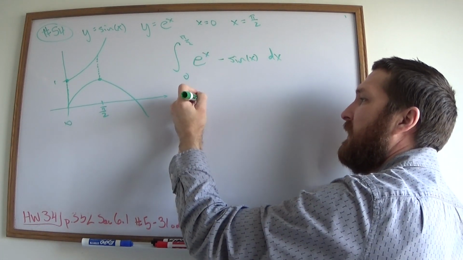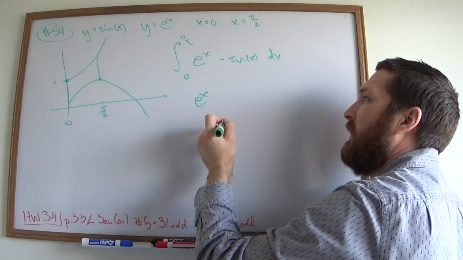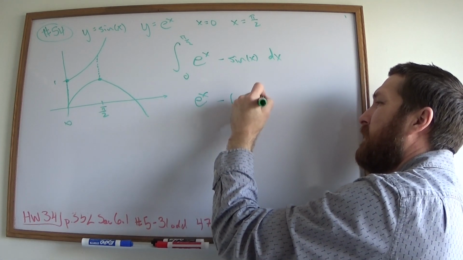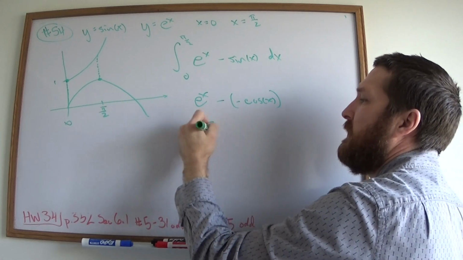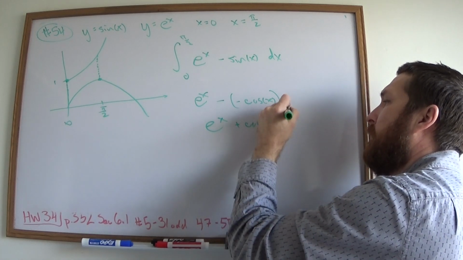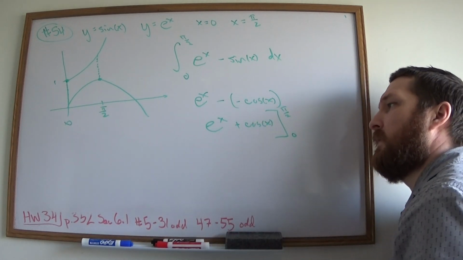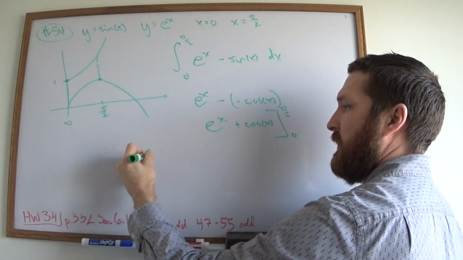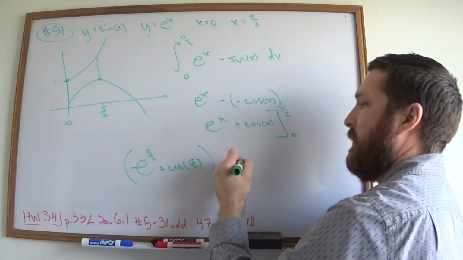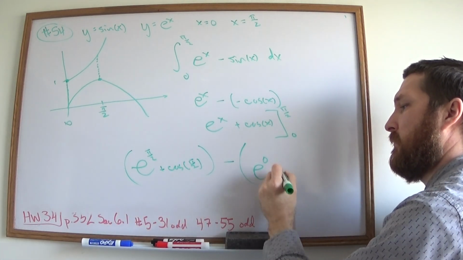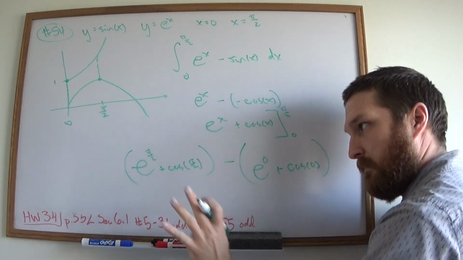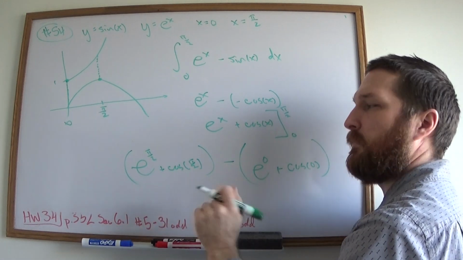So what's the antiderivative of e to the x? E to the x. Antiderivative of sine is negative cosine. So e to the x plus cosine x, and we're evaluating that up at pi over 2 and down at 0. So that gives me e to the pi over 2 plus cosine pi over 2, minus e to the 0 plus cosine 0, which is 2.